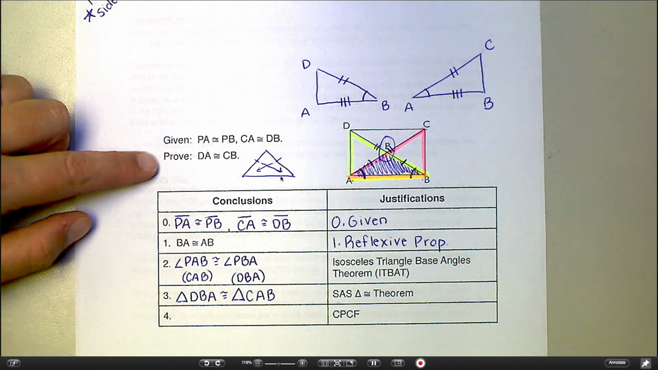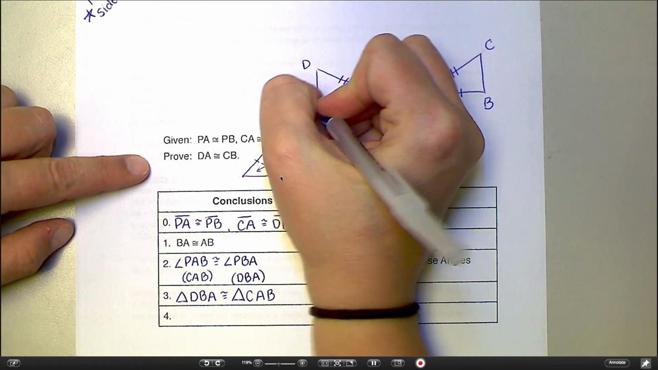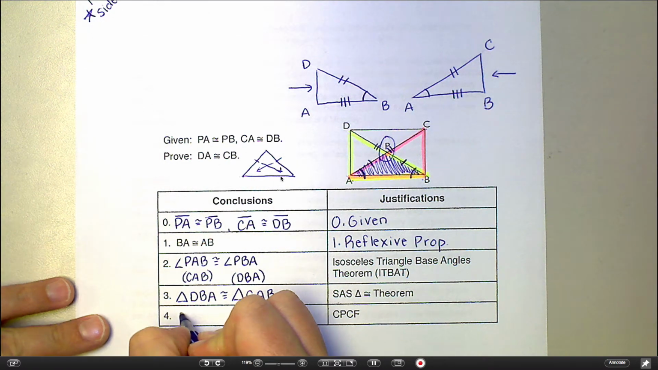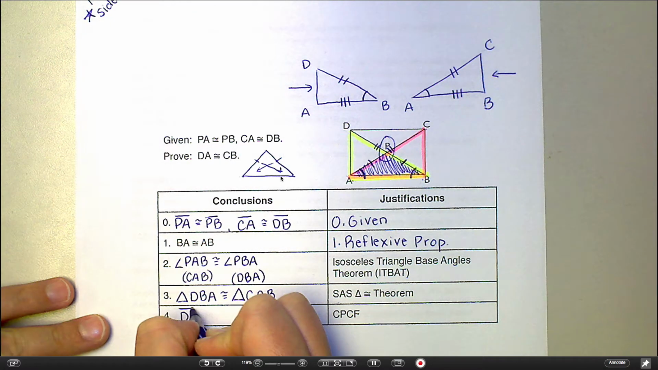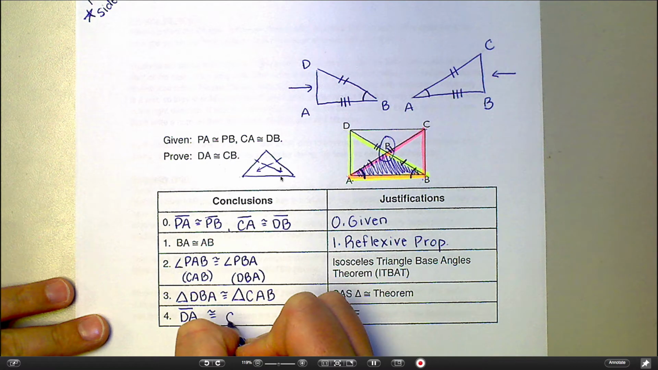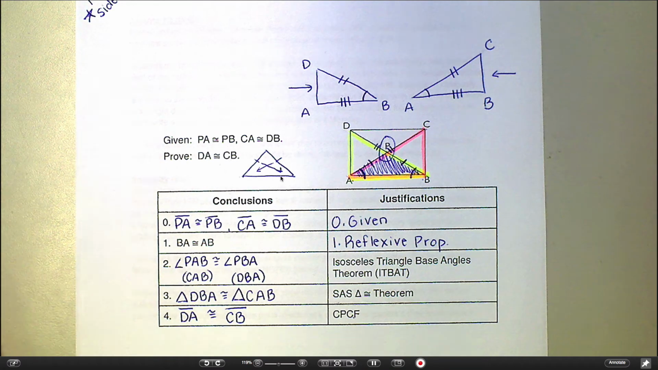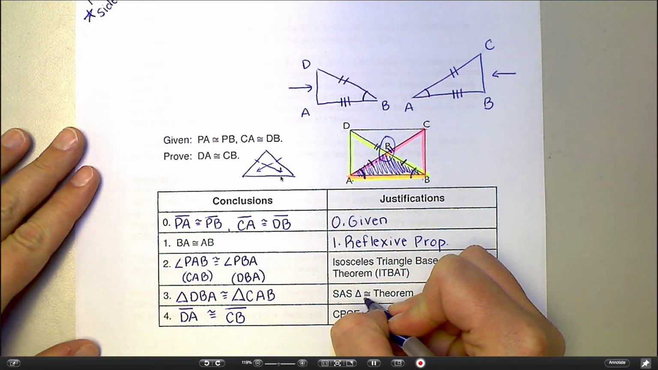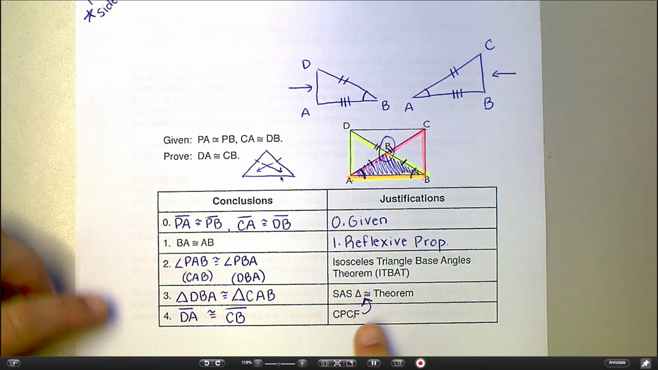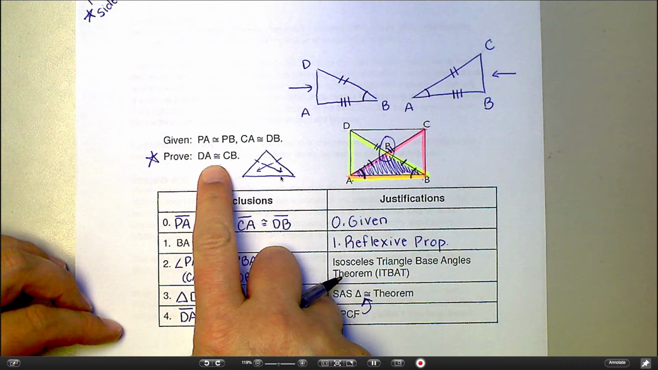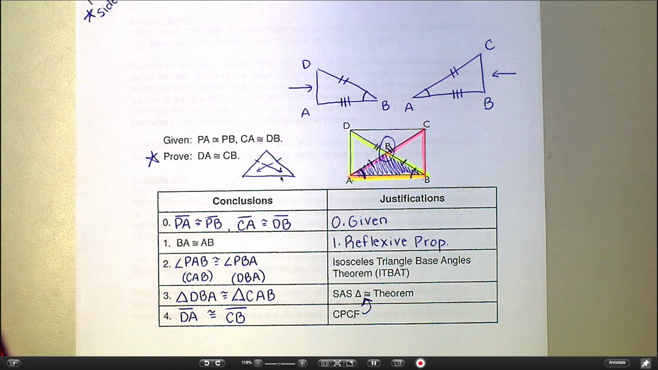And then our last step is to say, well, now I know this and this have to be equal because I know the whole triangles are equal. So now I know that DA is congruent to CB. And again, that's by CPCTC. So CPCTC is always going to immediately follow one of your triangle congruence theorems, and only if what you're trying to prove is like a piece of the triangles, not the whole thing. Okay?